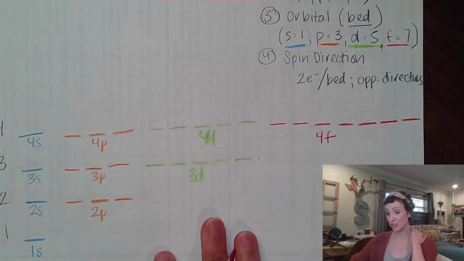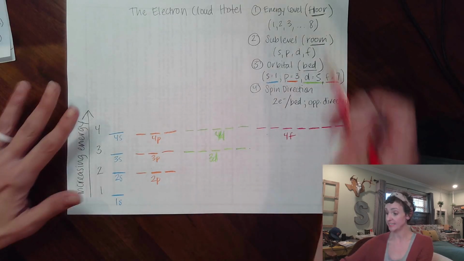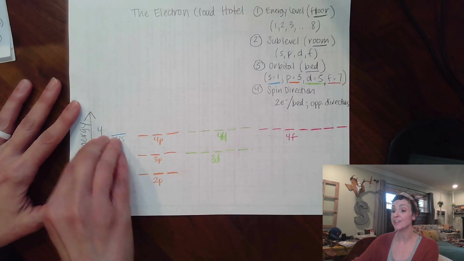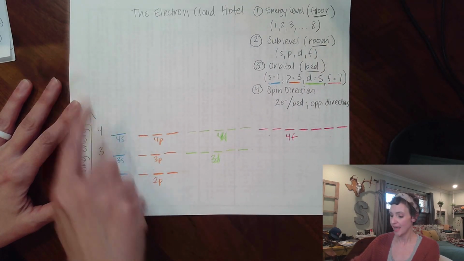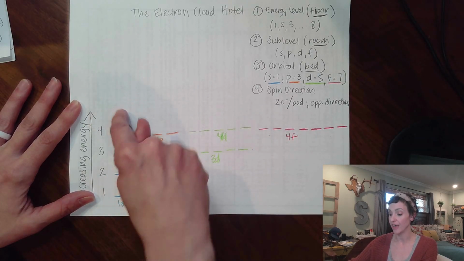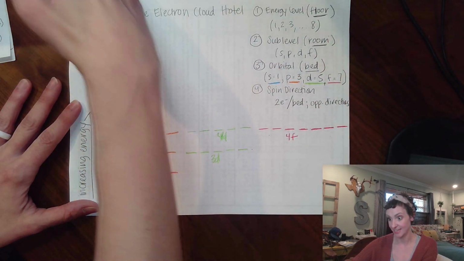Okay, I only drew 4 levels of this hotel. I know we said that the hotel goes all the way up to 8, but that's because everything past the 4th floor has all of the 4 different sublevels too. So there will be on the 5th floor 5S, 5P, 5D, and 5F, etc., etc., etc.